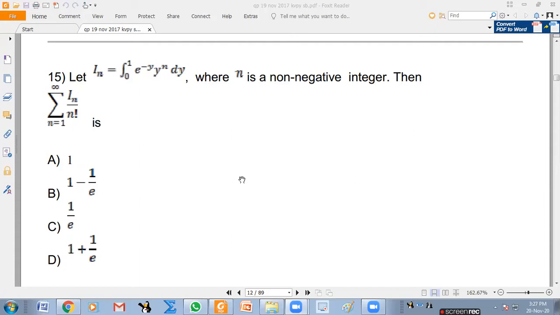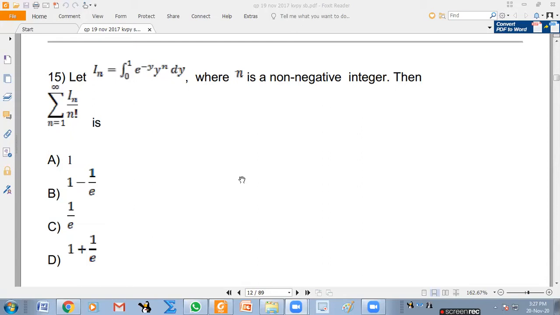Sigma n equal to 1 to infinity. What is I_n? I_n is the integral 0 to 1 e power minus y into y power n dy. So with 1 by n factorial, I can take this n factorial inside. That is sigma n equal to 1 to infinity integral 0 to 1 e power minus y into y power n by n factorial dy.